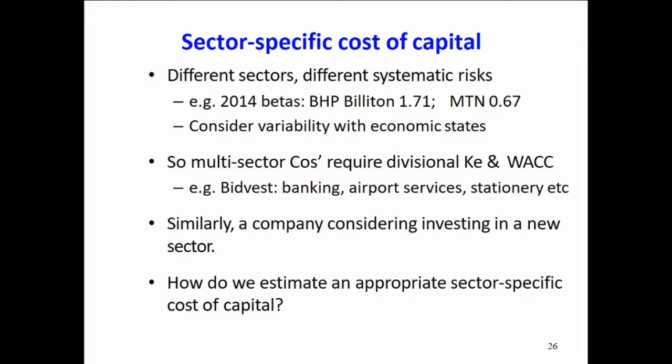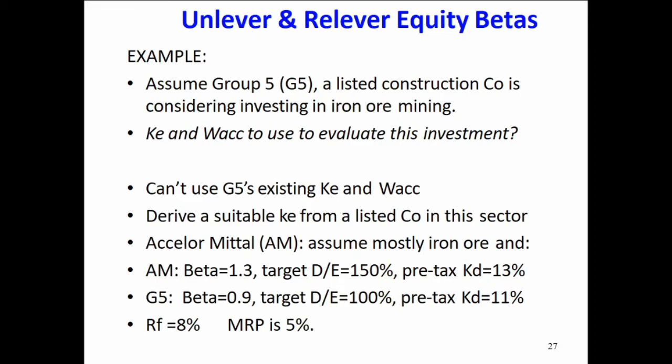This is also appropriate where a company is considering investing in a new sector which is different to its current sector. So if we look at this example, we have a group called G5. They are a listed construction company and they are considering investing in an iron ore mining company. So what cost of equity and WACC are we going to use to evaluate this investment? Do you agree that the industry in which G5 operates in is different to the industry in which it wants to invest in? So we need to find a similar listed company in the iron ore mining sector.